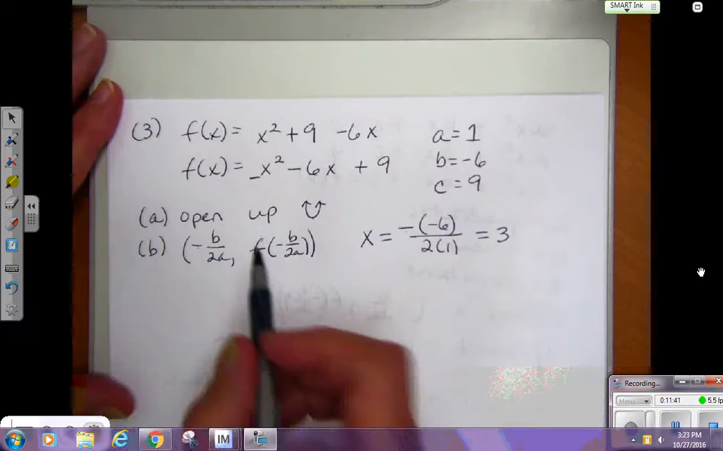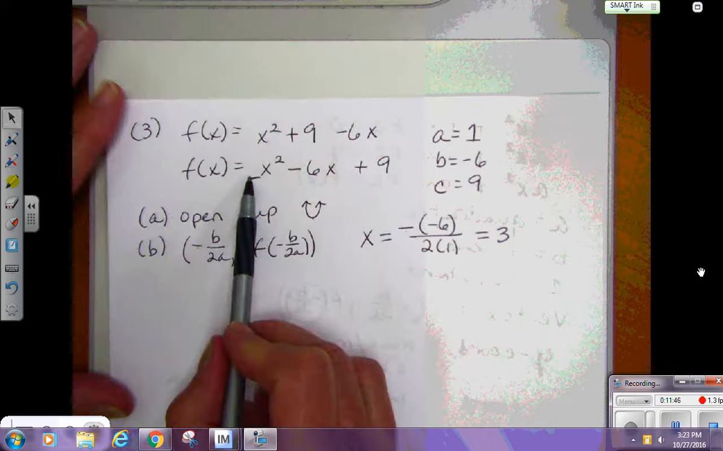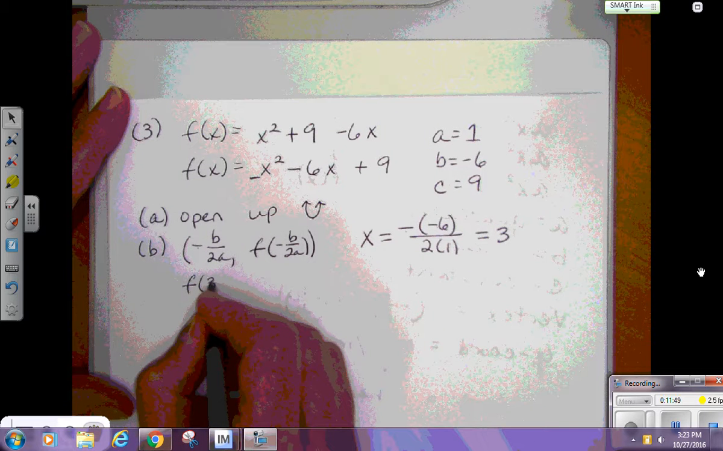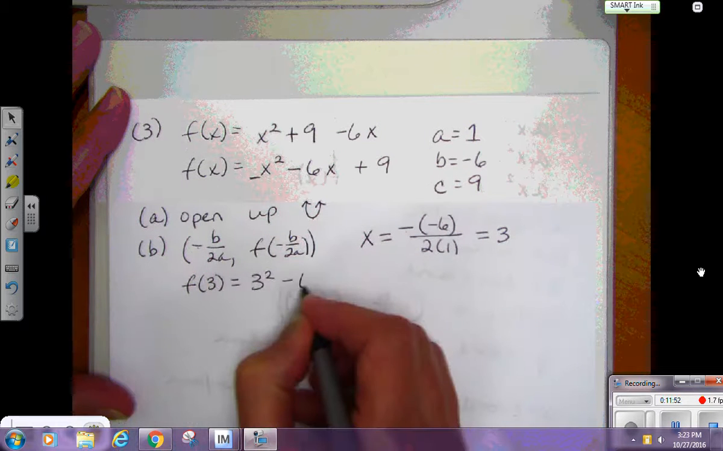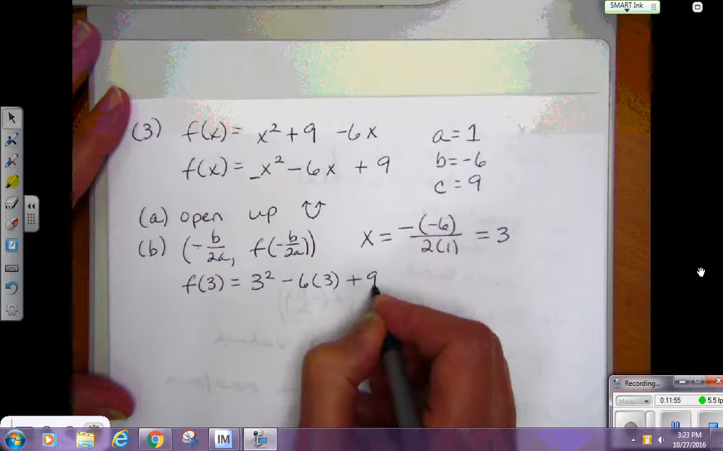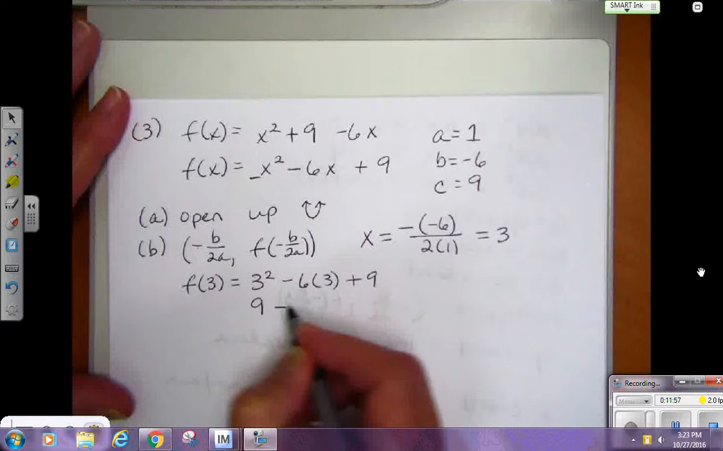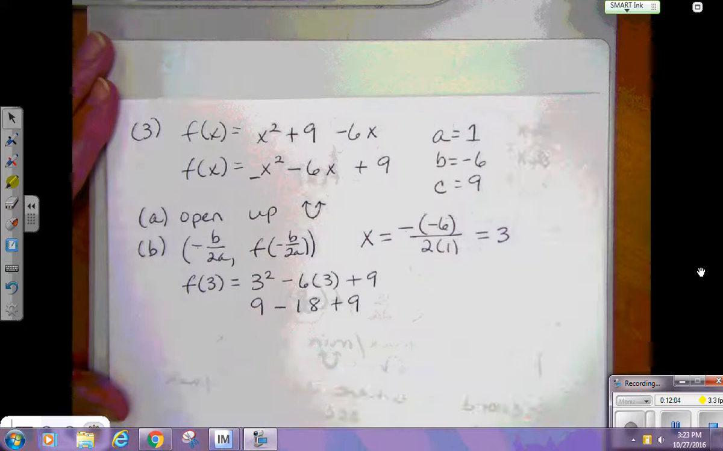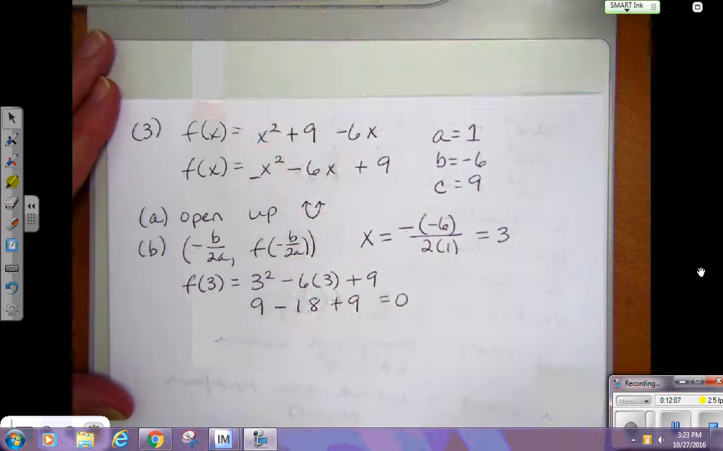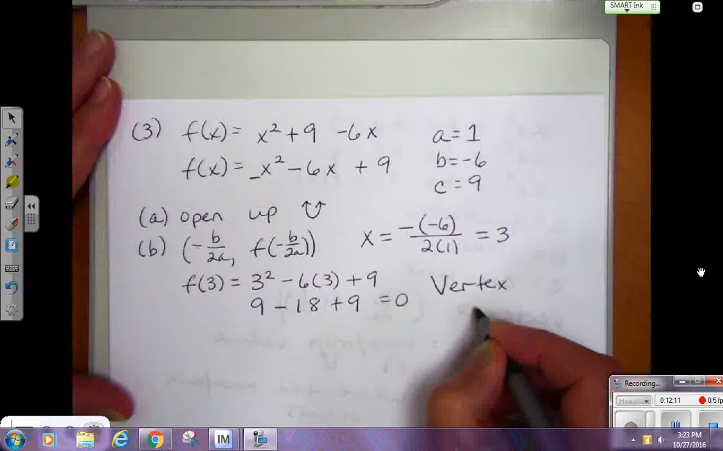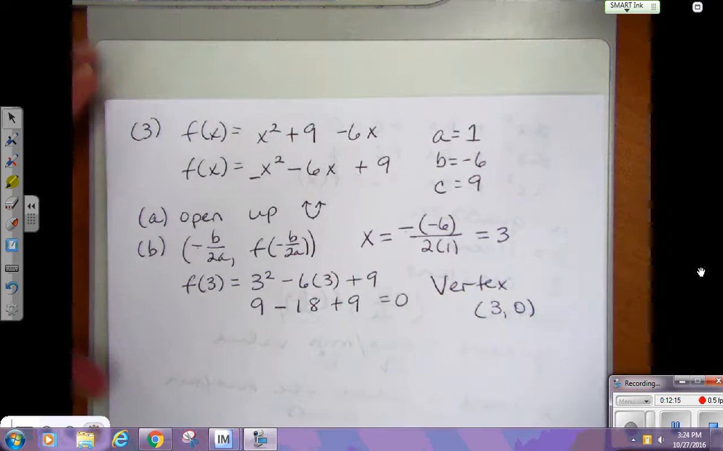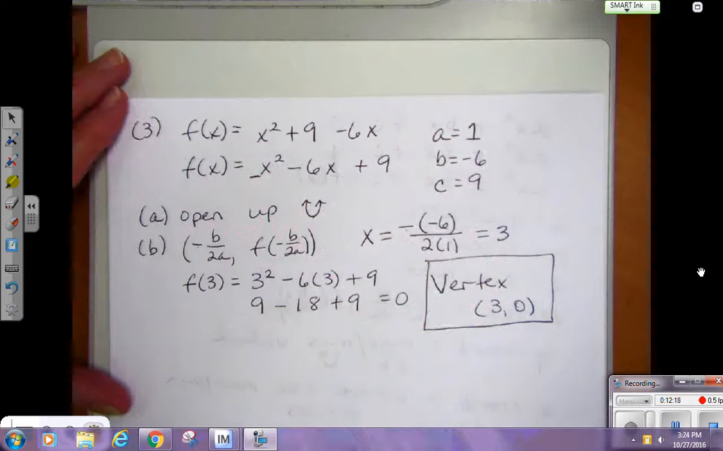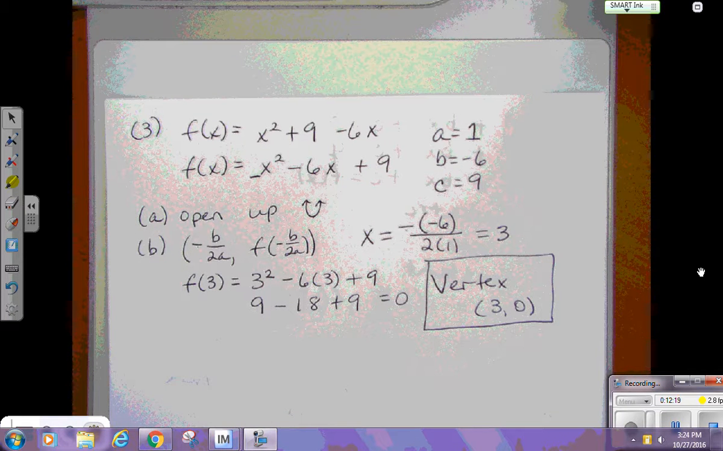To get y, I'm just going to substitute 3 in for the x's in my equation. So f of 3 equals 3 squared minus 6 times 3 plus 9. So I'm going to have 9 minus 18 plus 9. Okay, well this one's going to work out to be 0, it looks like, for y. So my vertex point is 3, 0. So that's your most important point on the graph. All your other answers that we're doing today are going to come from that vertex point.